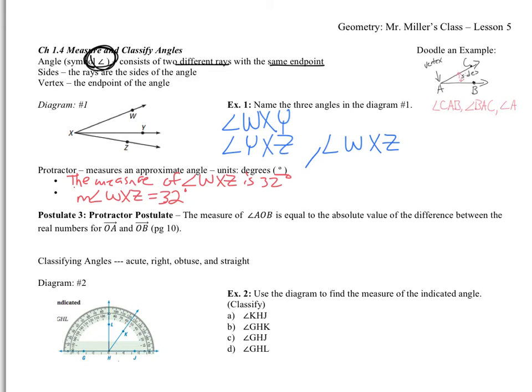Postulate 3, the protractor postulate. The measure of angle AOB is equal to the absolute value of the difference between the real numbers for ray OA and ray OB. And this is located on page 10. Again, you need to write this postulate in your notes or in your separate sheet of paper. It's our third postulate. You should have all three written on your paper, so that way you can reference them quickly.